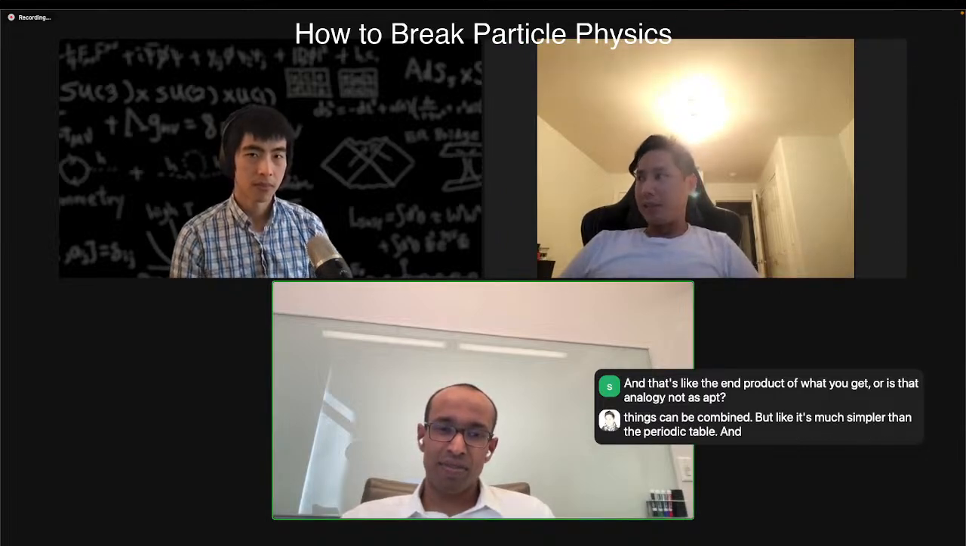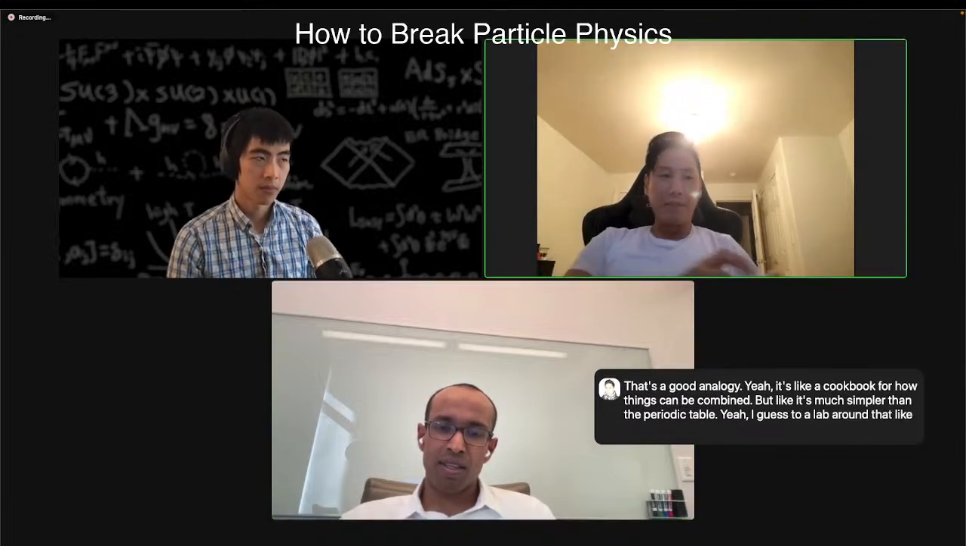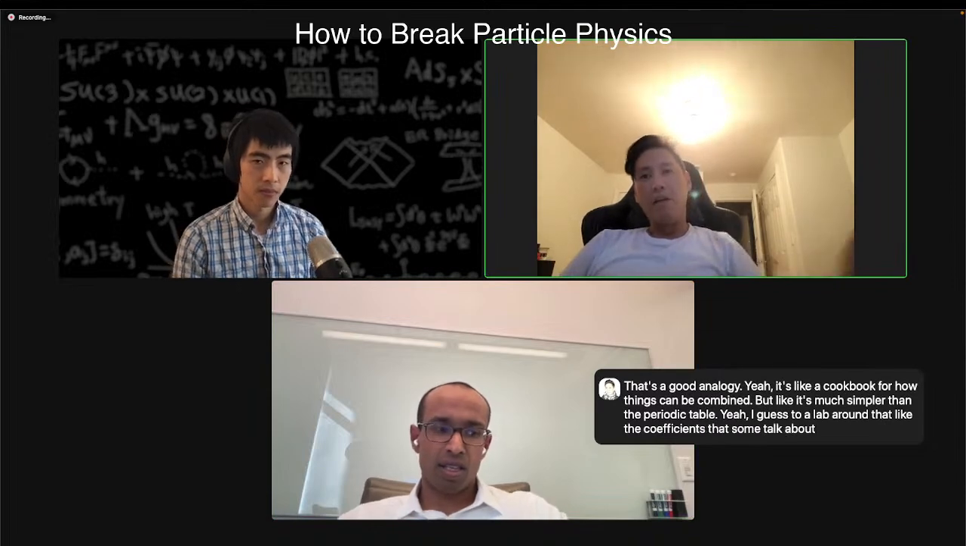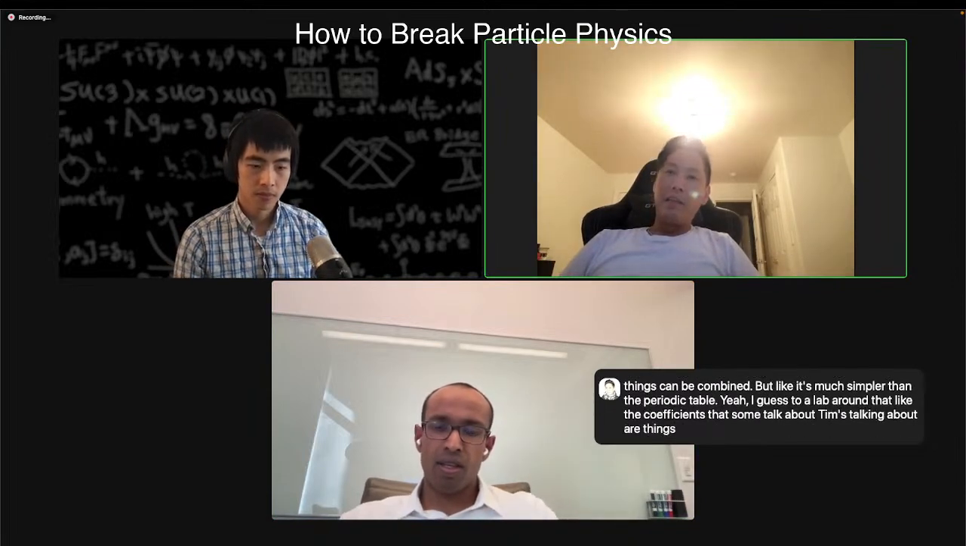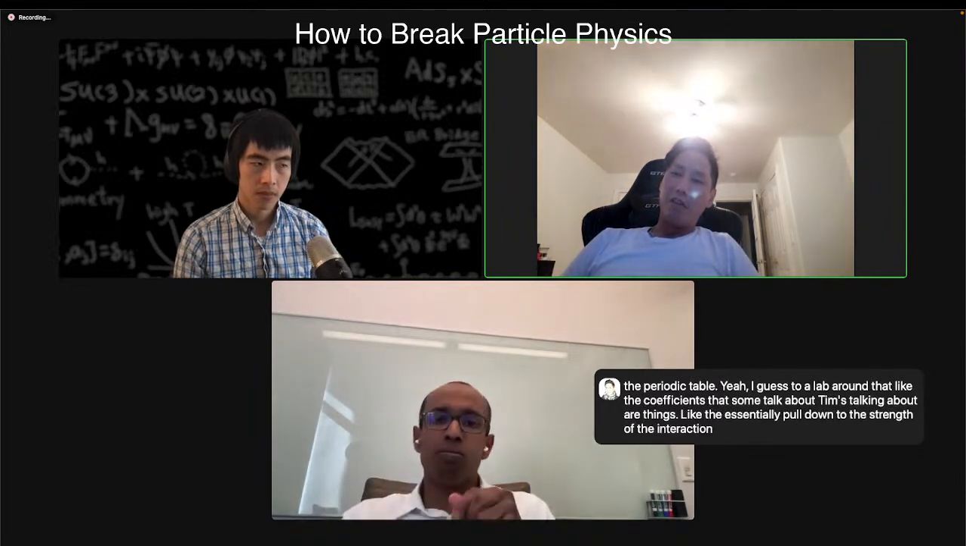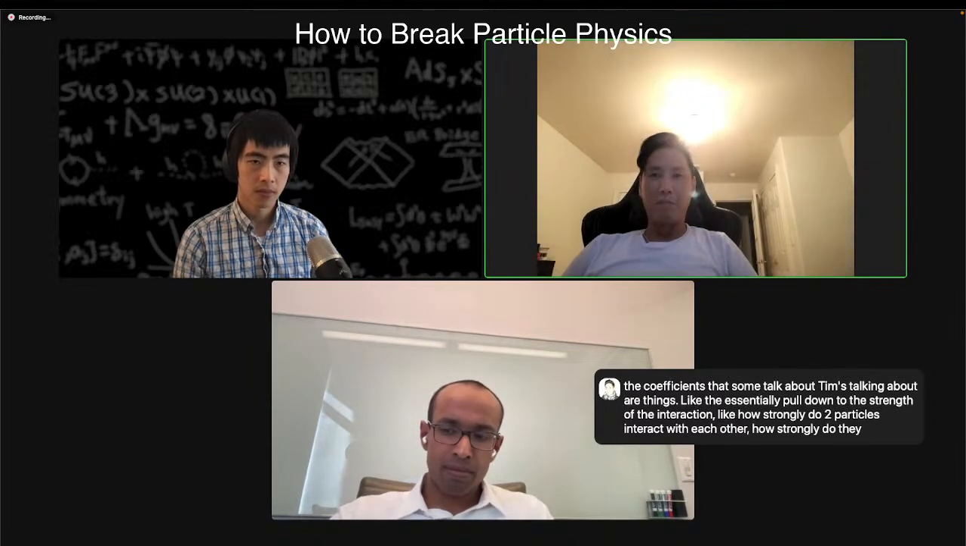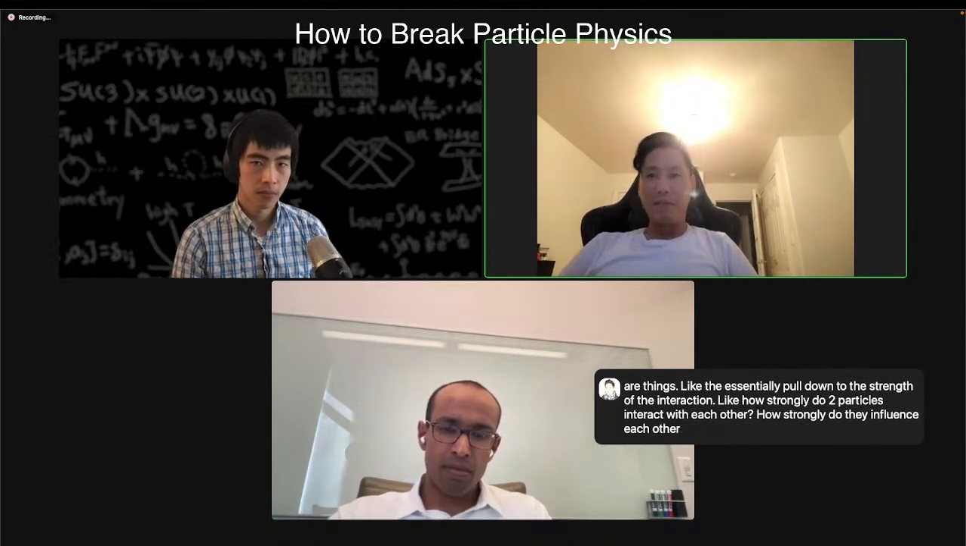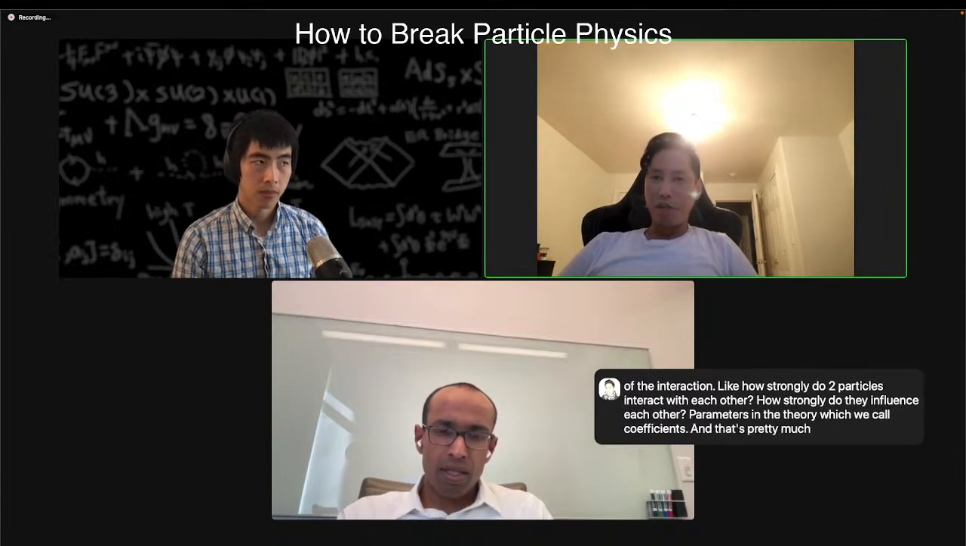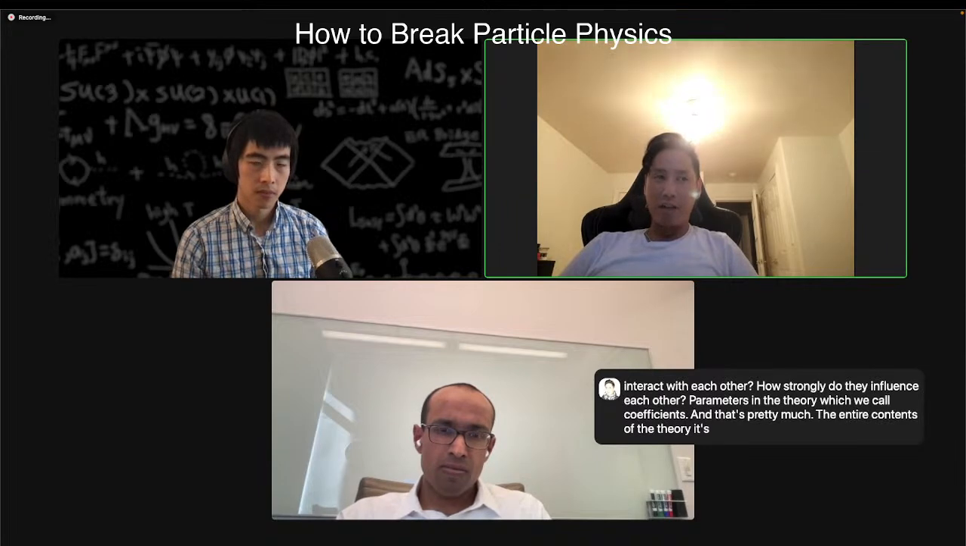I guess to elaborate on that, the coefficients that Tim's talking about essentially boil down to the strength of the interaction. Like how strongly do two particles interact with each other? How strongly do they influence each other? These are determined by parameters in the theory, which we call coefficients. And that's pretty much the entire contents of the theory. It's what kind of interactions can happen and how strong those interactions are.